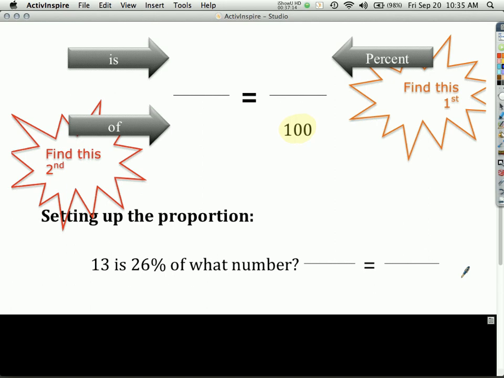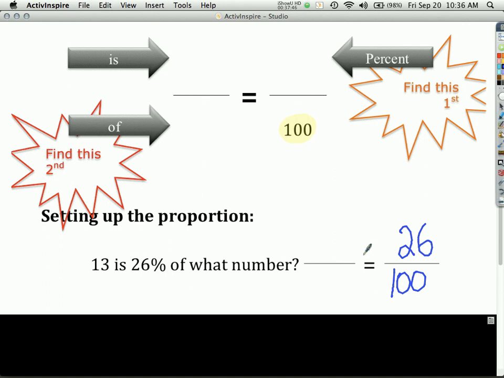So we start filling in the proportion. 100 always goes right here. Now we do things in order. Read the question and see if there's a percent. If there is, you put it right here. So what's the percent in this question, Kayla? 26. Now, we're not going to put the percent symbol because this is taking the place of the percent symbol. So we're just going to write 26.